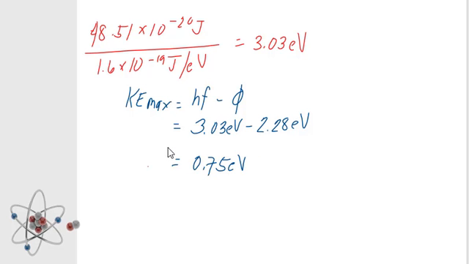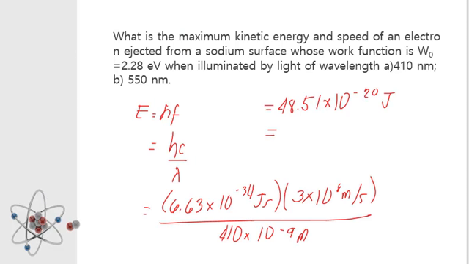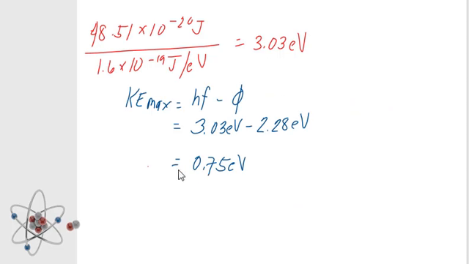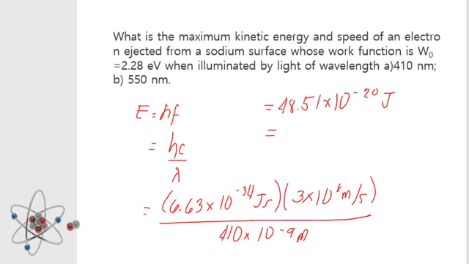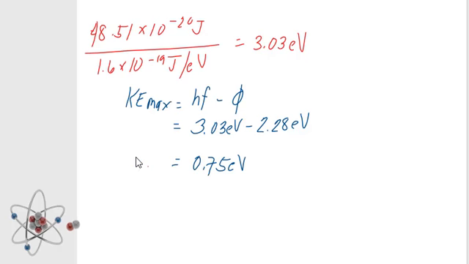If you have a light with a wavelength of 410 nanometers, that is the Ke maximum. Okay, let's solve for the second part.